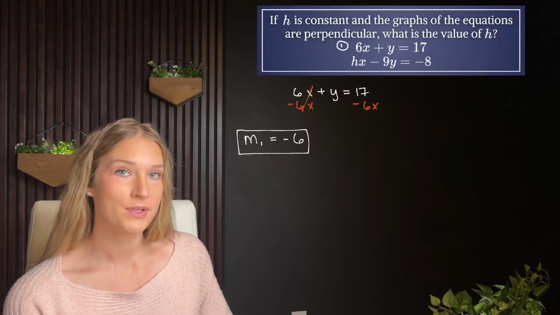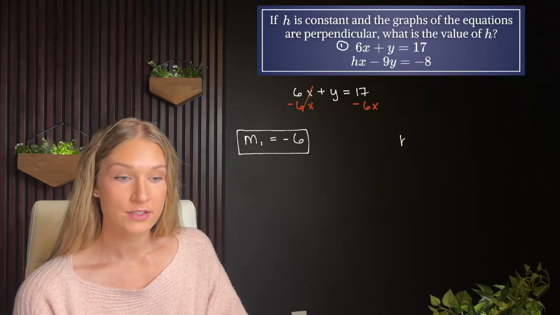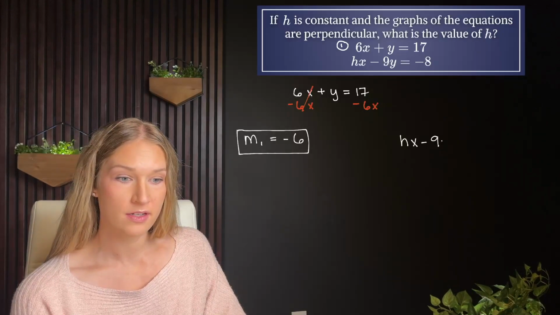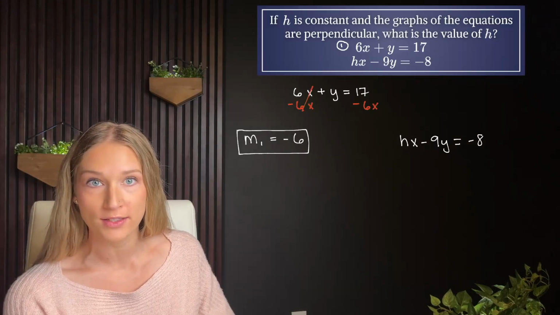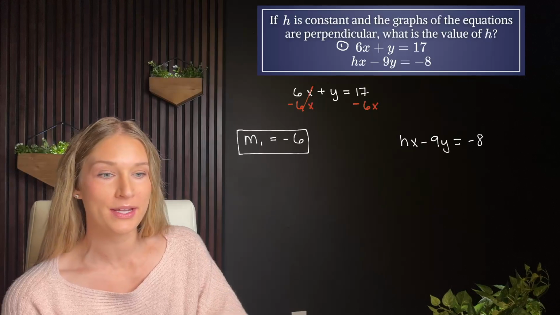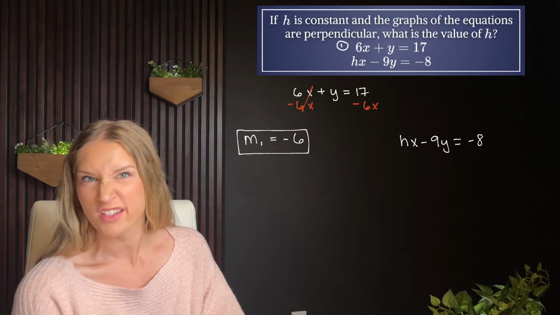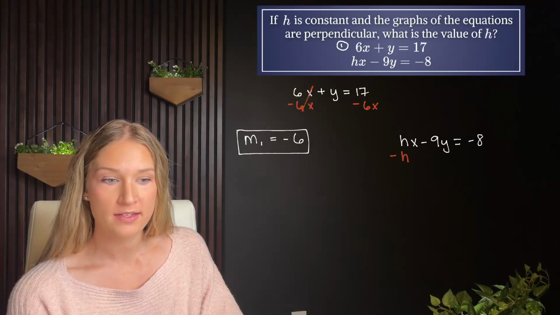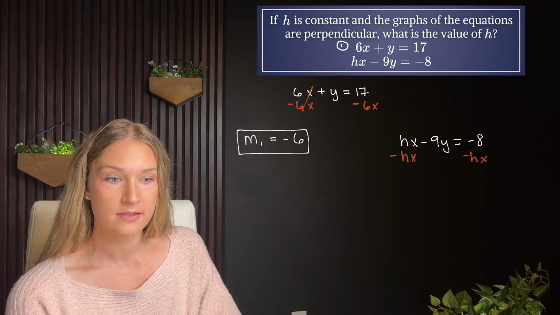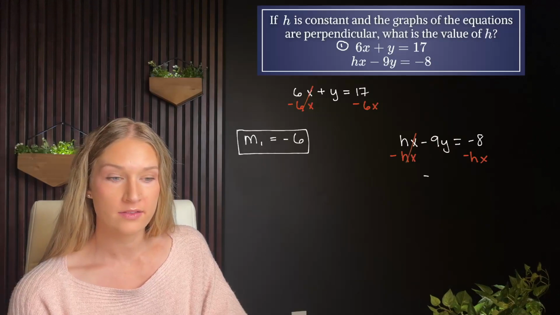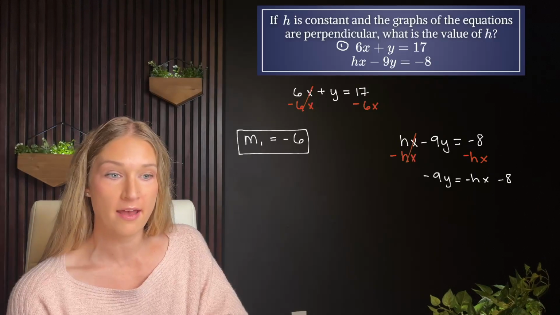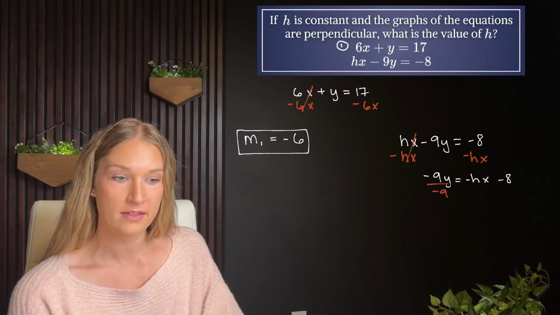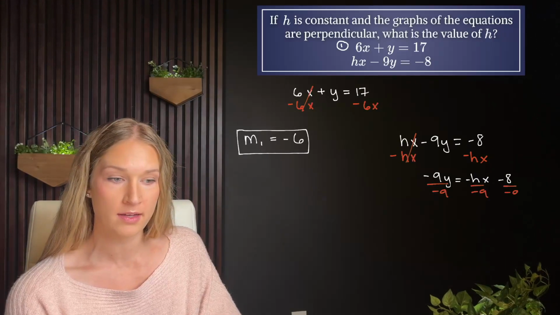Now I'll go ahead and focus on line 2. Line 2 has an h in front of my x, but that's okay. I can still go ahead and move everything over to get y alone, and I can still write it in y equals mx plus b form. It's just going to look a little bit weird. So I'll subtract that hx from both sides, and then that negative 9 is still my coefficient on y, so I'll go ahead and divide everything by negative 9 to isolate my y.